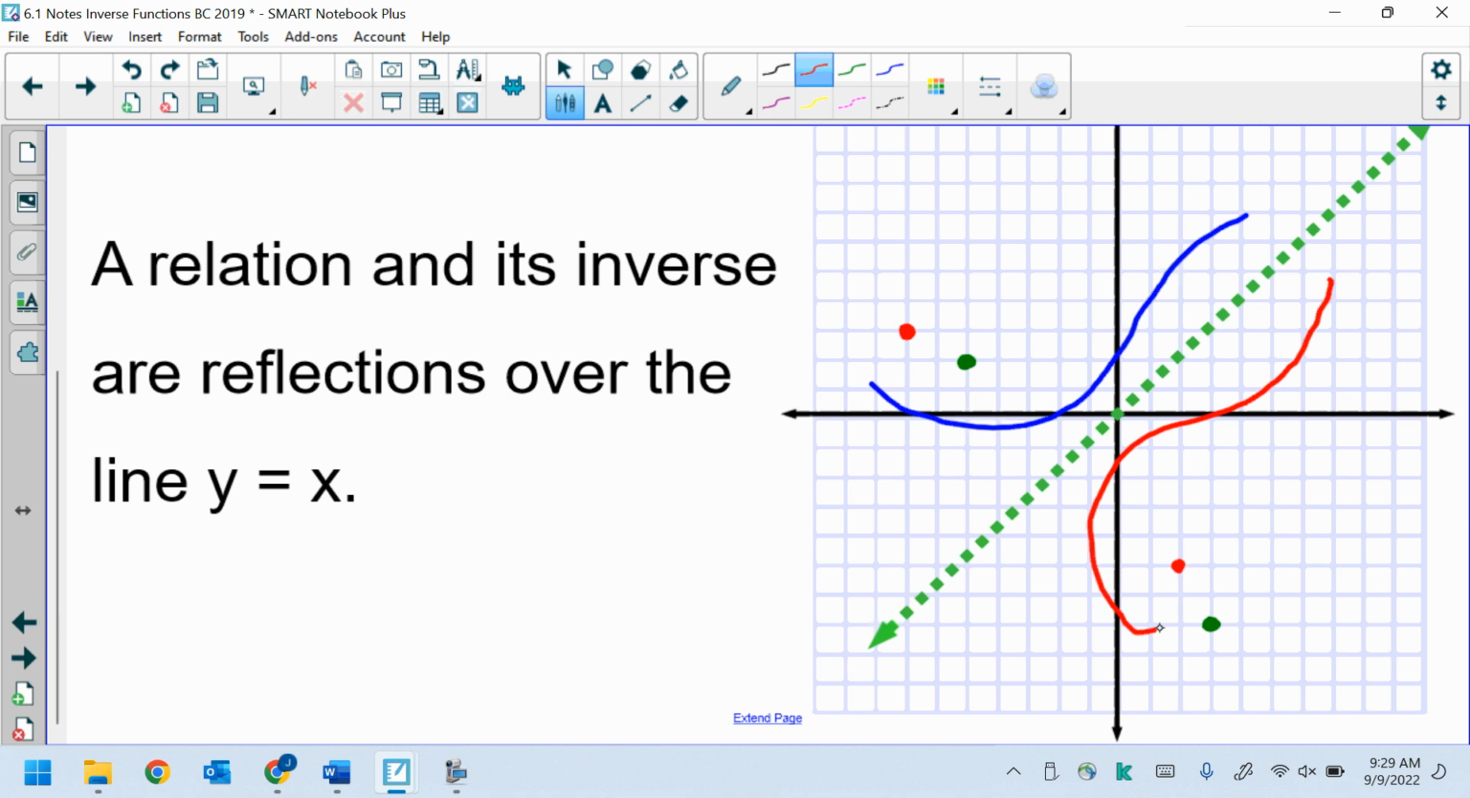Something like that. So they would be reflections. If you look at the graphs of a couple of relations here, they would be reflections over the line y equals x if they are inverses. And if they are not reflections over y equals x, they are not inverses of each other.